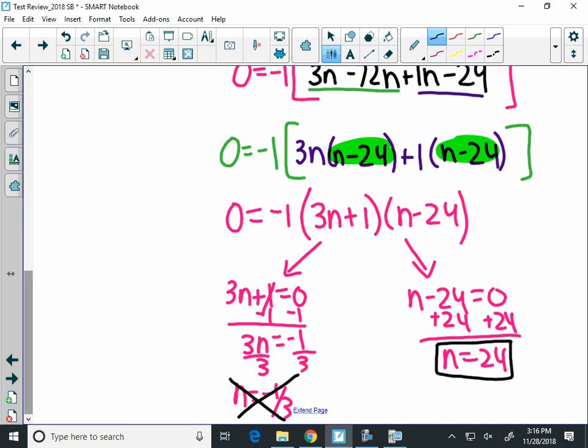24 is the only one that makes sense. N is 24, the number of terms that you added up in this sum. So that is quite a long problem. I would make sure that you can do a problem like that, however.